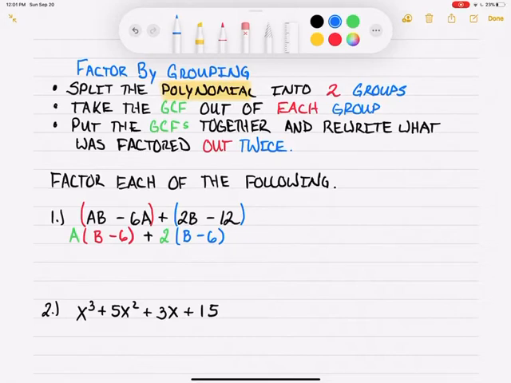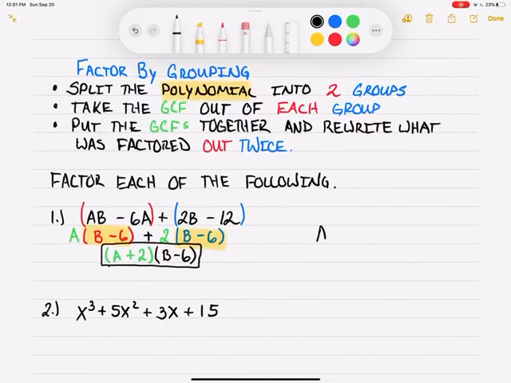Now I'm on to my third step, which tells me to put the GCFs together, which means to write them in one binomial, so parentheses A, positive 2, the plus sign matters. And then it tells me to rewrite what was factored out twice. What that means is I wrote B minus 6 down twice. So I know that my second set of parentheses should have B minus 6 inside. This is the factored form of that polynomial.